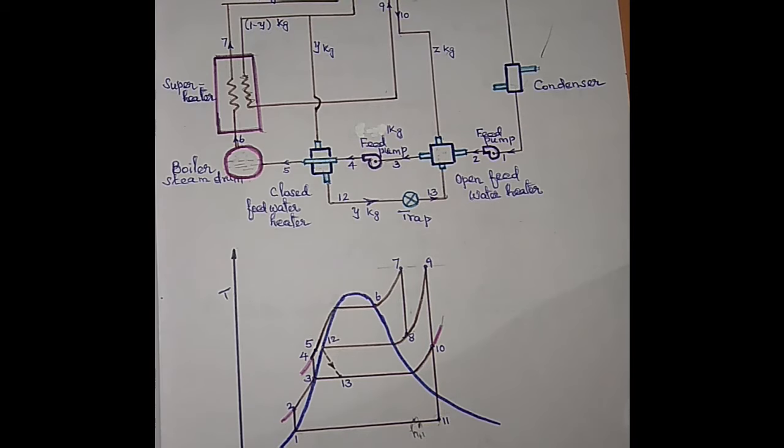When the moisture content increases, what happens? Erosion increases. So by reheating, we are able to increase the dryness fraction of the steam which is exhausted out of the turbine. Thereby, the moisture content is reduced. Erosion of the blade is decreased. This is another advantage of reheating.